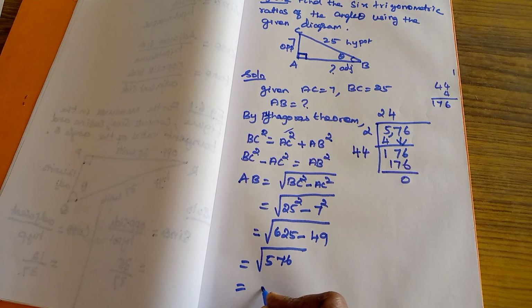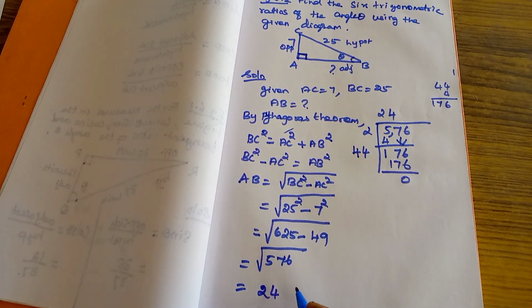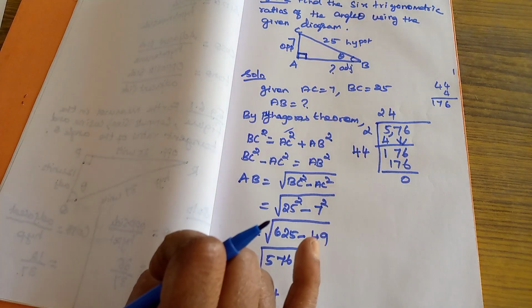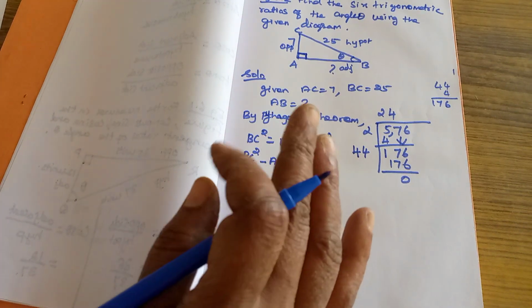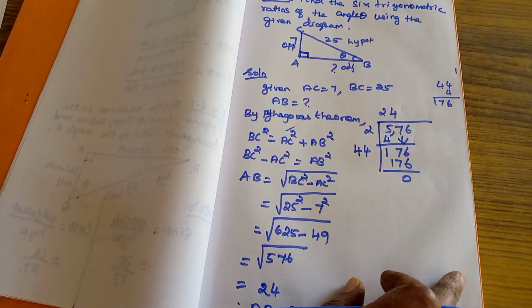The quotient value is the answer, so 24. So AB equal to 24. Now we have to find the 6 trigonometric ratios. What are the 6 trigonometric ratios? As I said: sin theta, cos theta, tan theta, cosecant theta, secant theta, cot theta. One by one let us find them out.